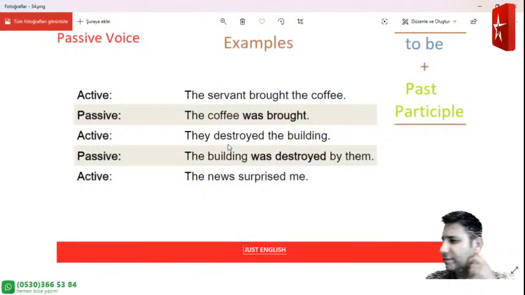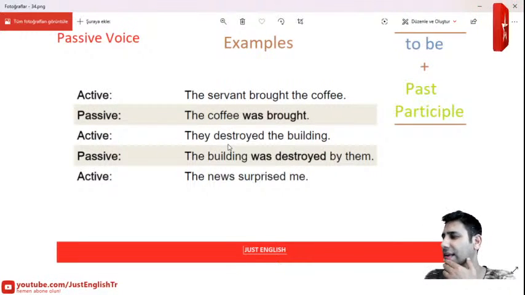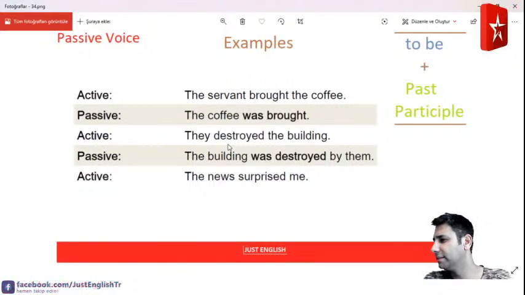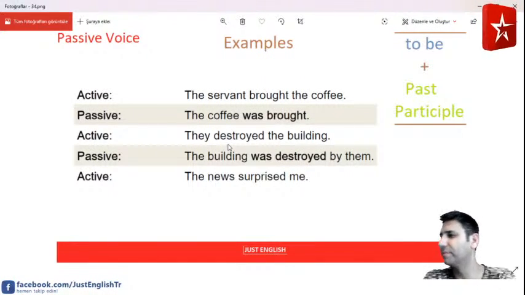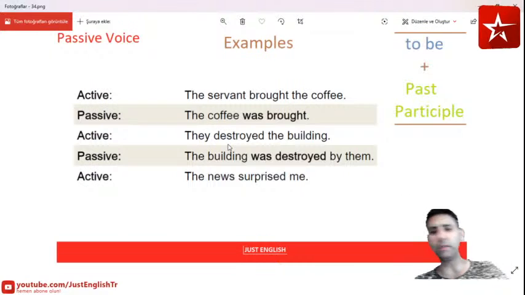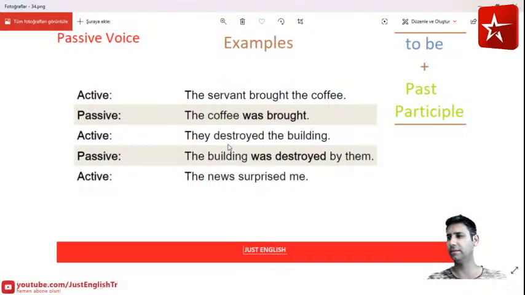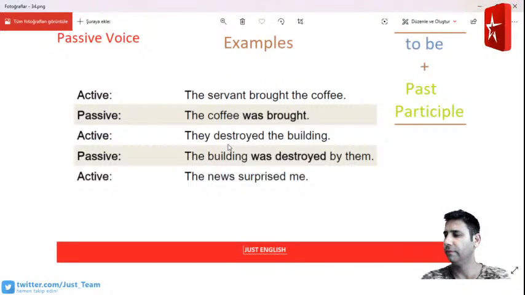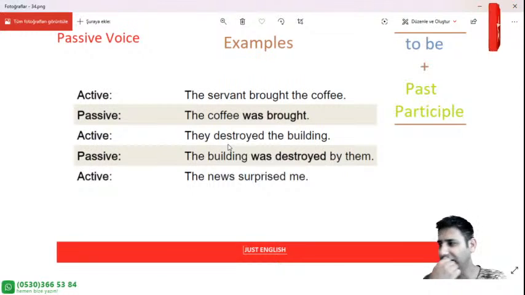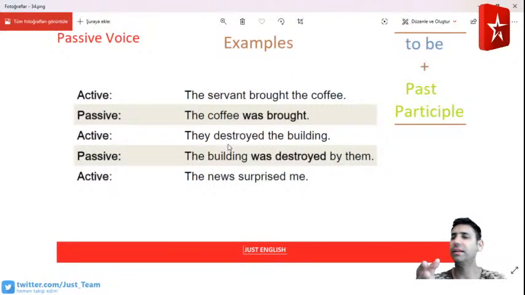All right. So, the building was destroyed by them. Am I too close to the camera? What if I did this? All right. Okay, Gailani says he can hear me clearly.